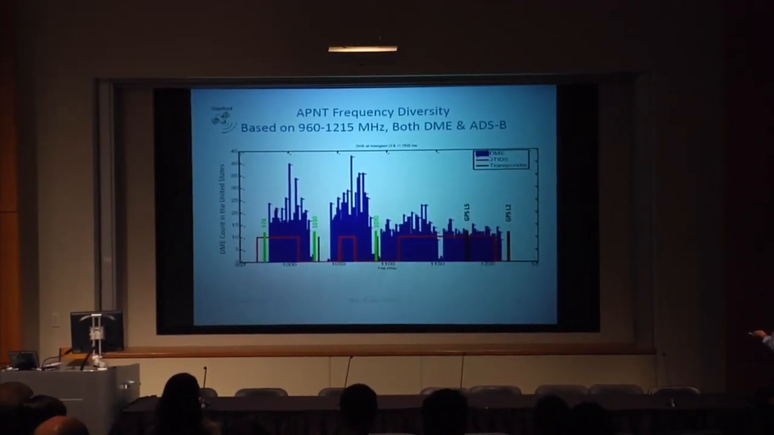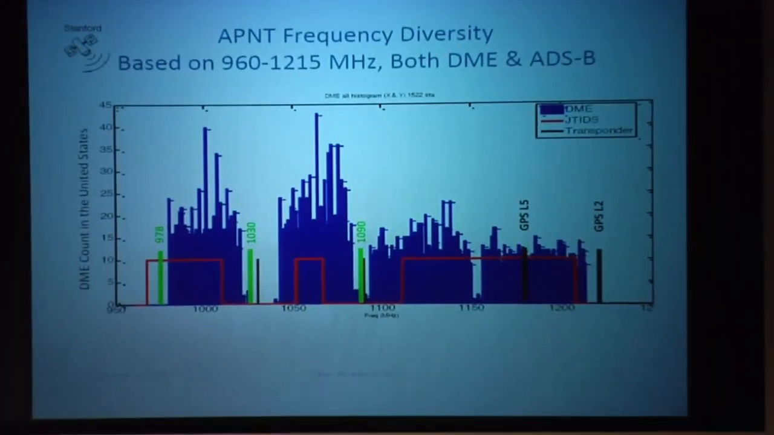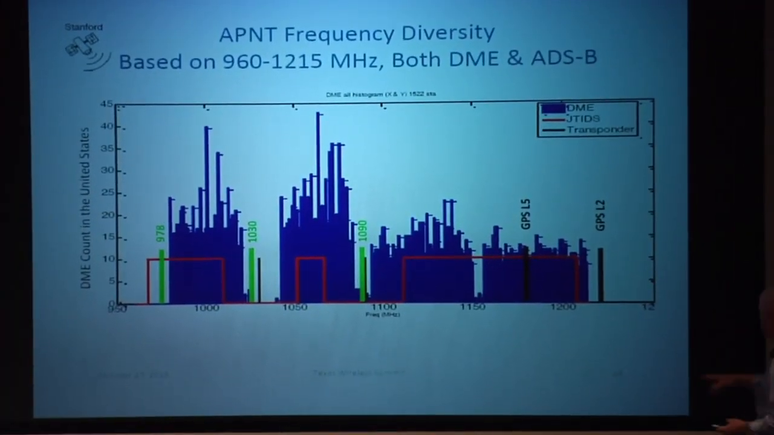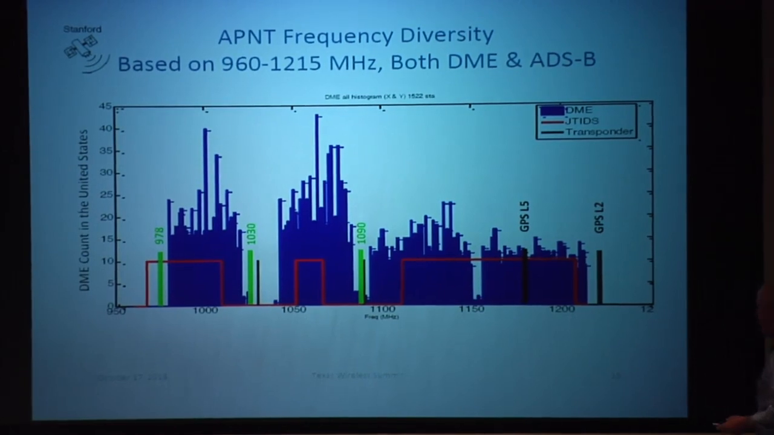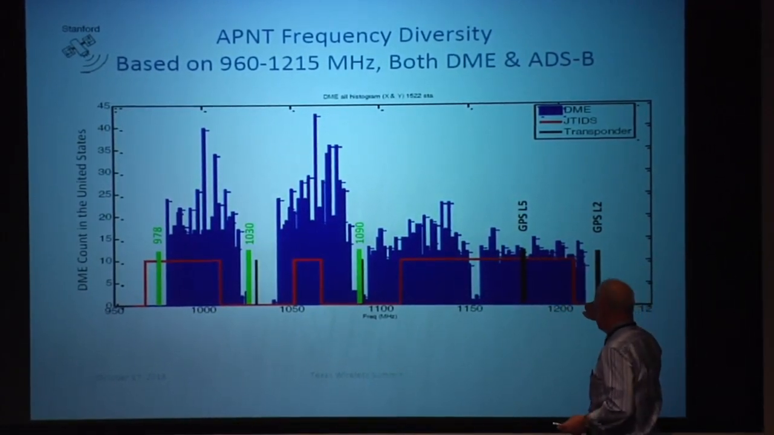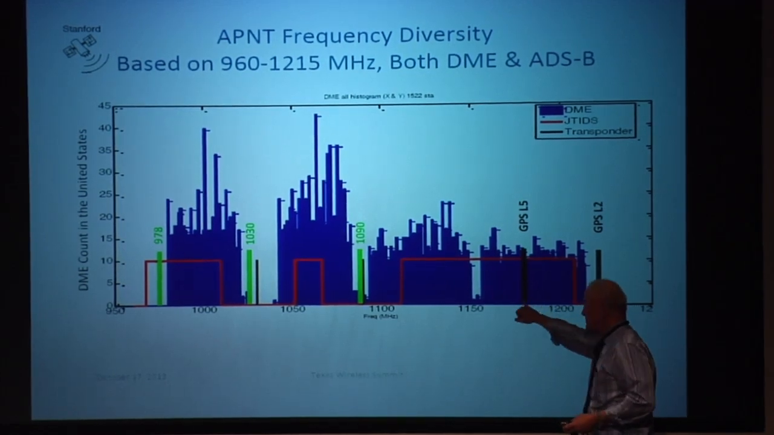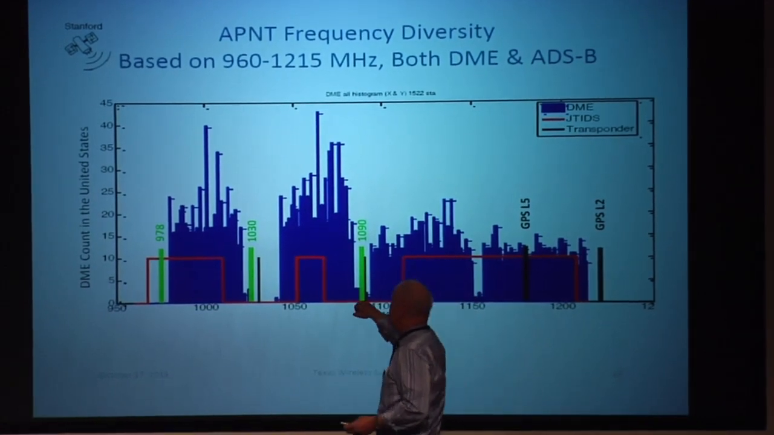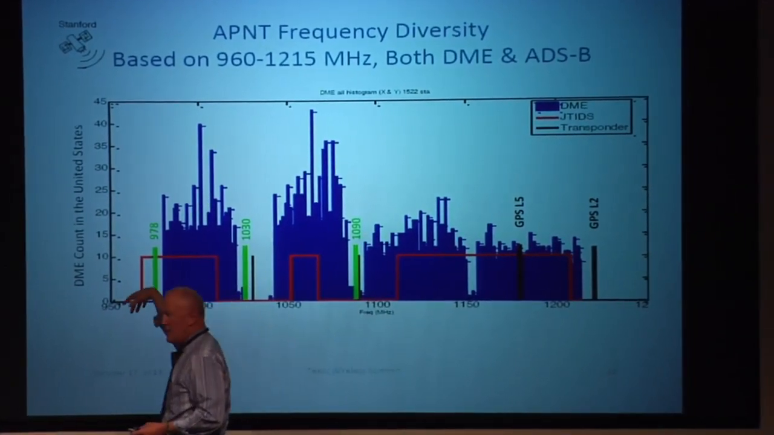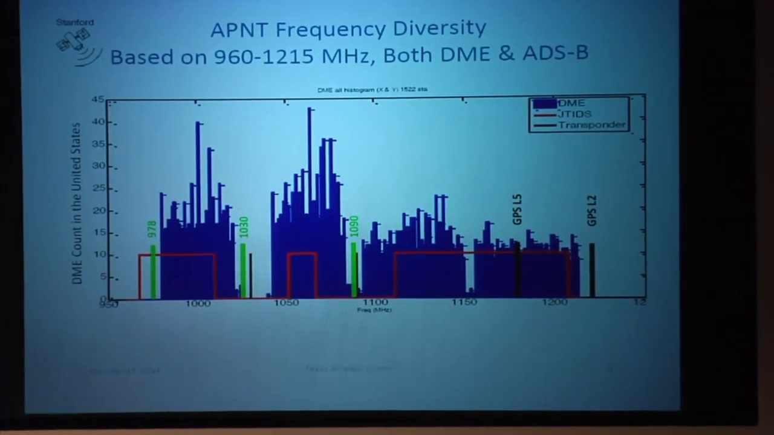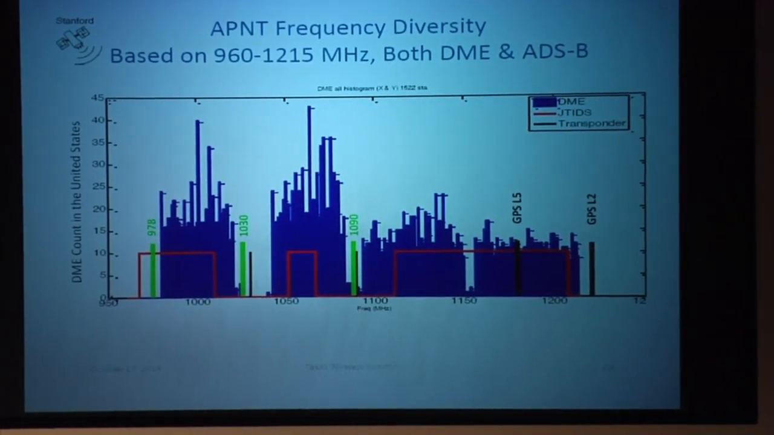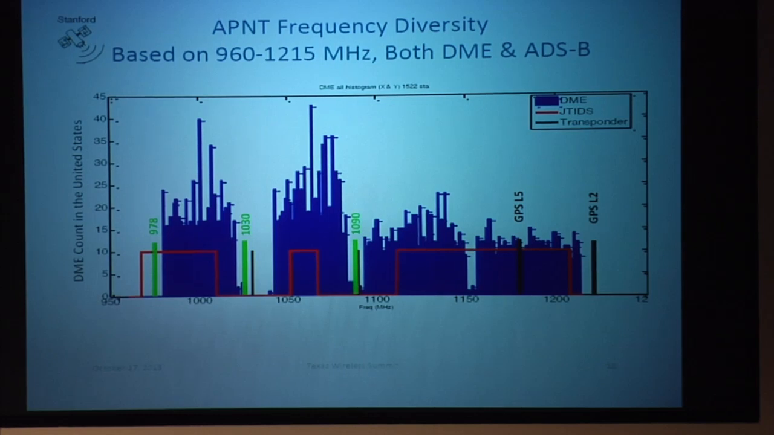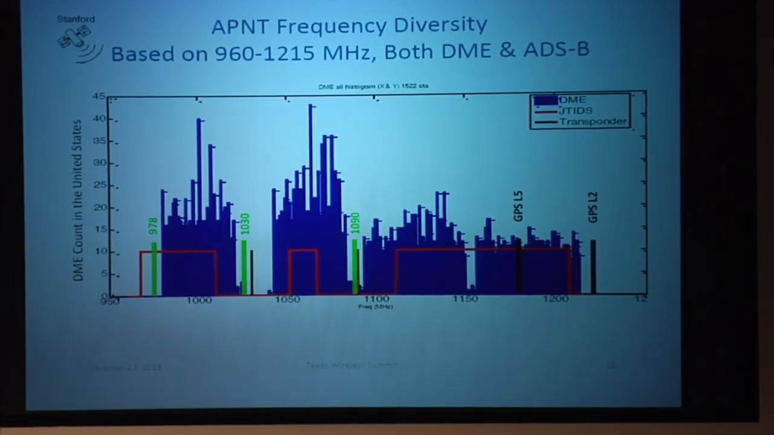This is the band from 960 up to 1215. I'll give you some familiar markers. This is GPS L2. GPS L5 is way up at 1575. It's off this way. There's a civil GPS signal at L5. The ADS-B frequencies are the 1090, the 1030, and the 978. All the blue bars are the distance measuring equipment, DME, that we use. And the green bars are the signaling frequencies for automatic dependent surveillance.